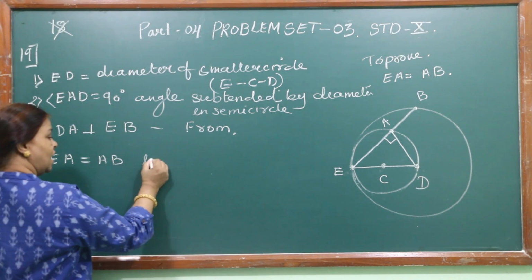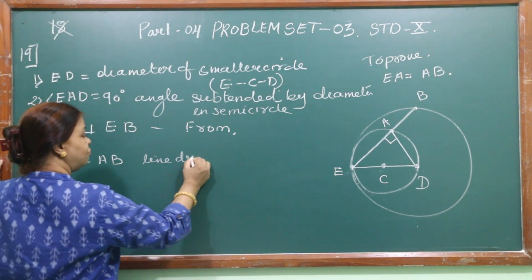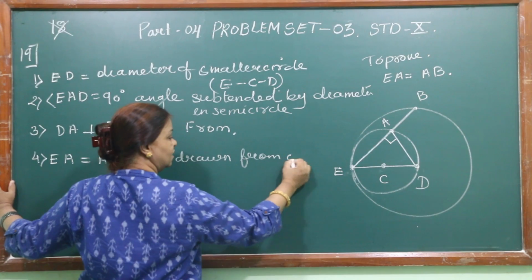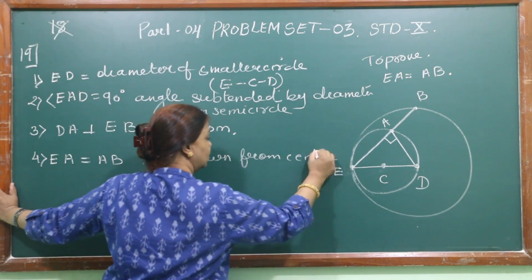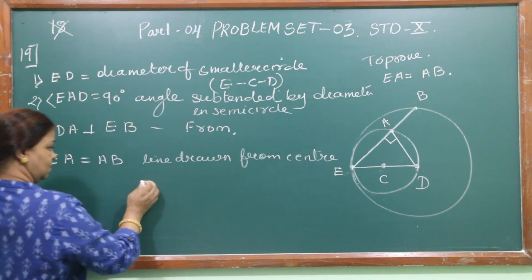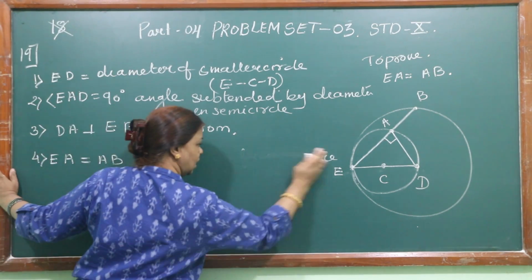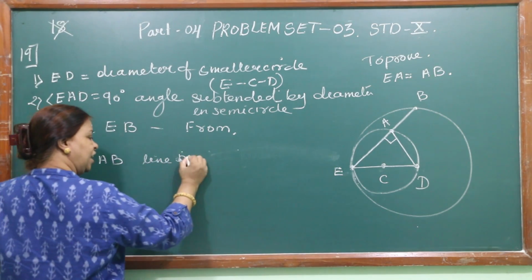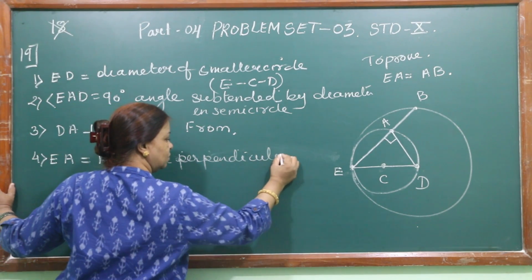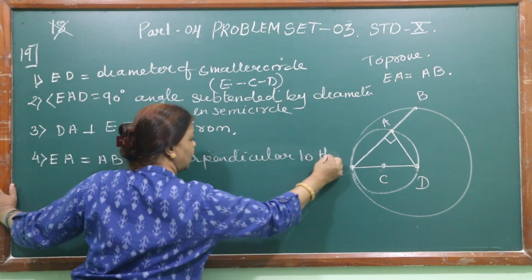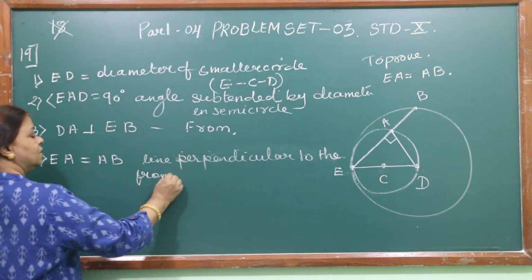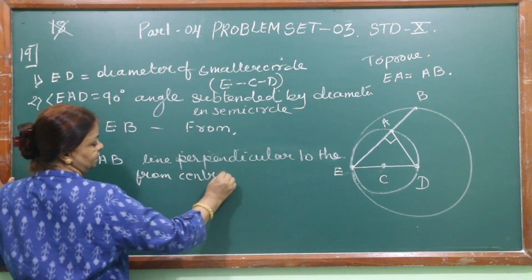Why? Line drawn from the center perpendicular to the chord bisects the chord.